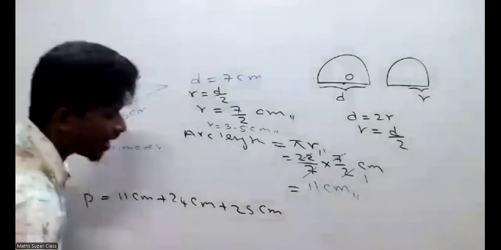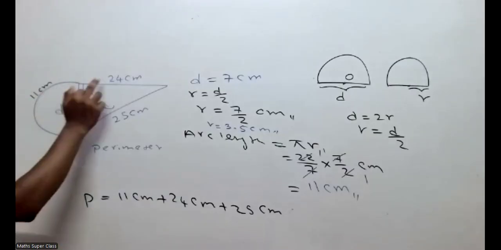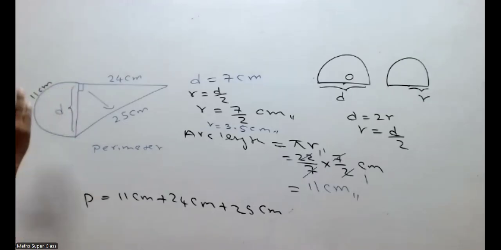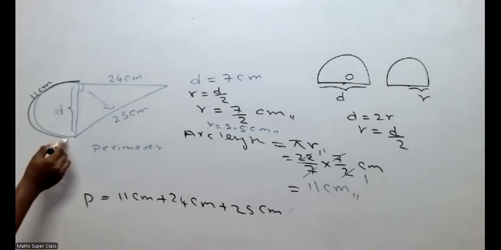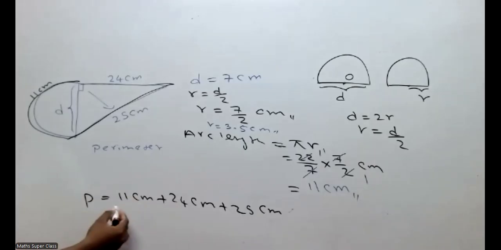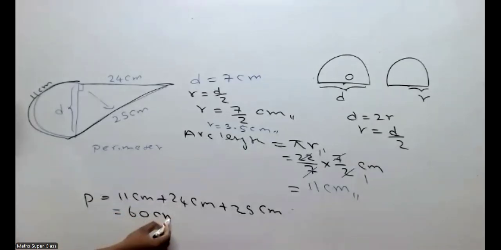Why? You can't write 7 because perimeter means this outline. You can't consider these inside parts, only the outline. You can start from here. Okay, 11, then 25, 24. That's all, 3 values. If you add these all together, you will get 60 centimeters. Perimeter is a length, so you have to use meters, centimeters, kilometers like that. You can't use square centimeters, okay? So this is not an area.